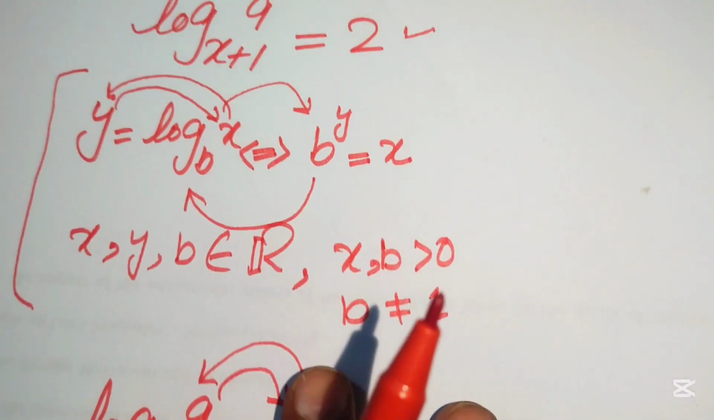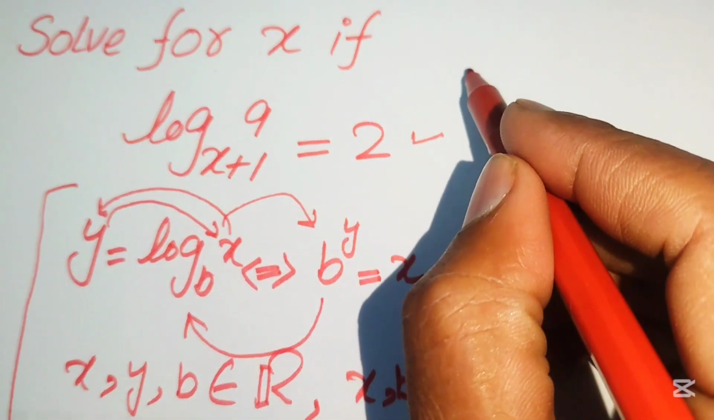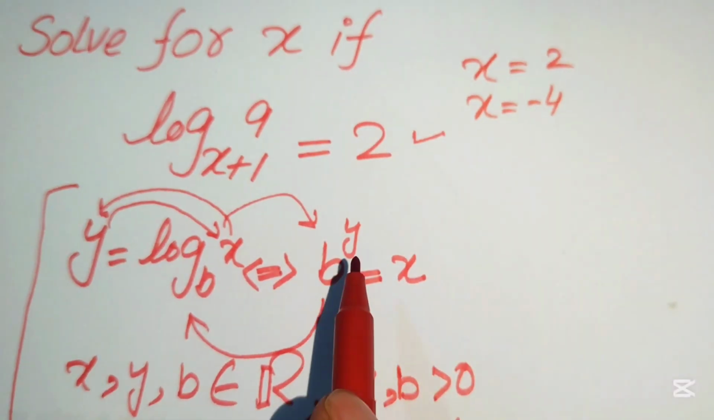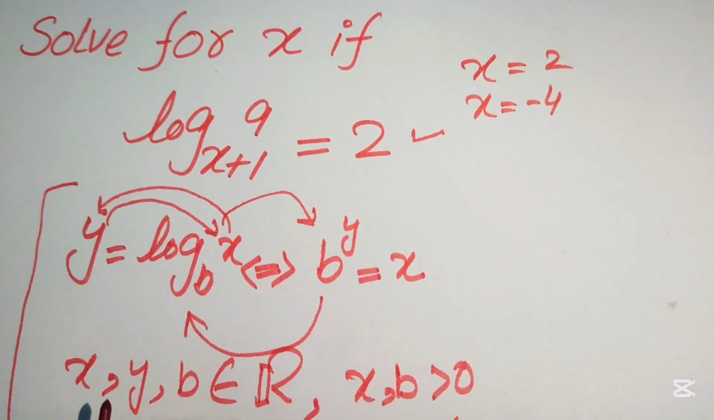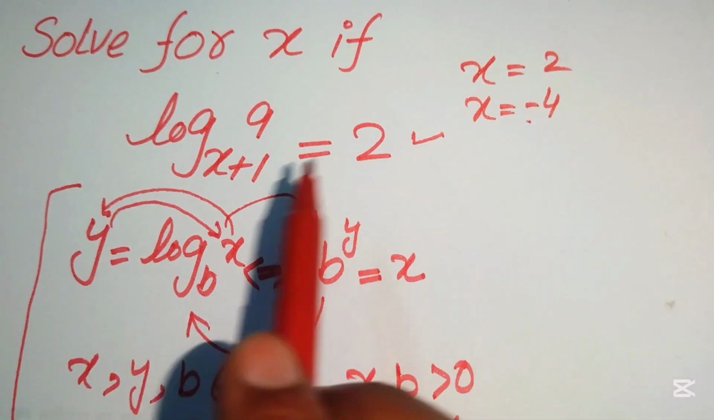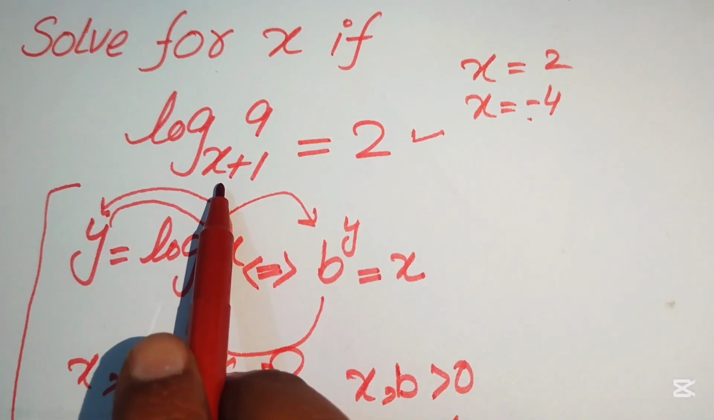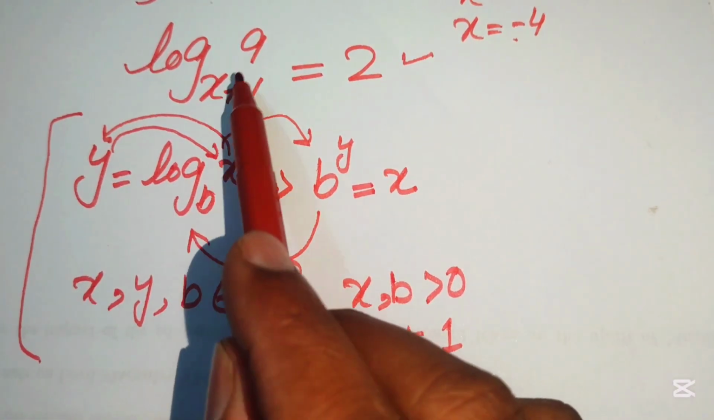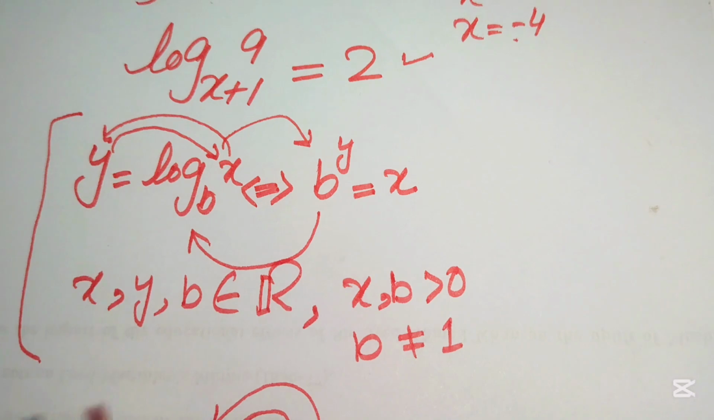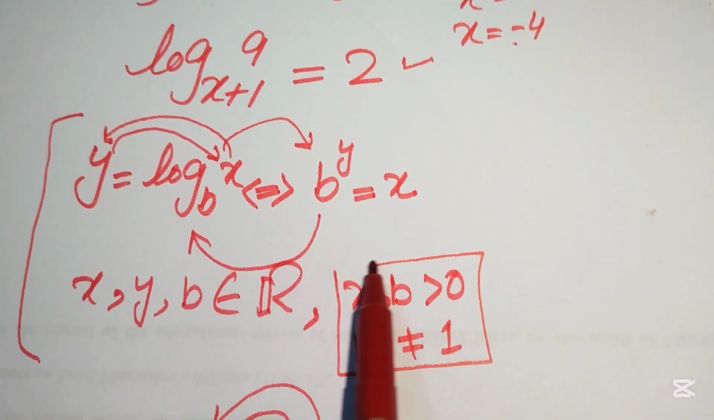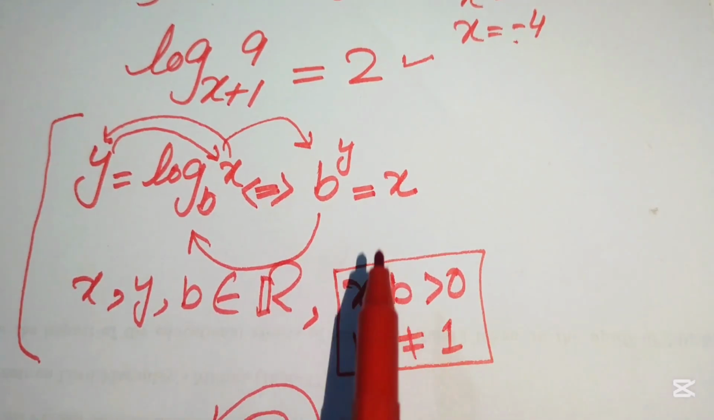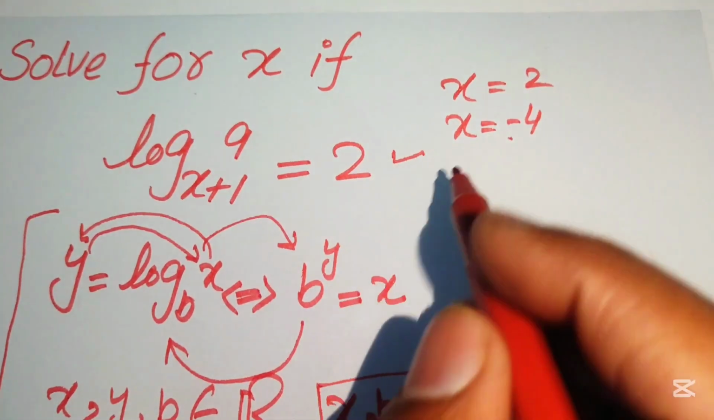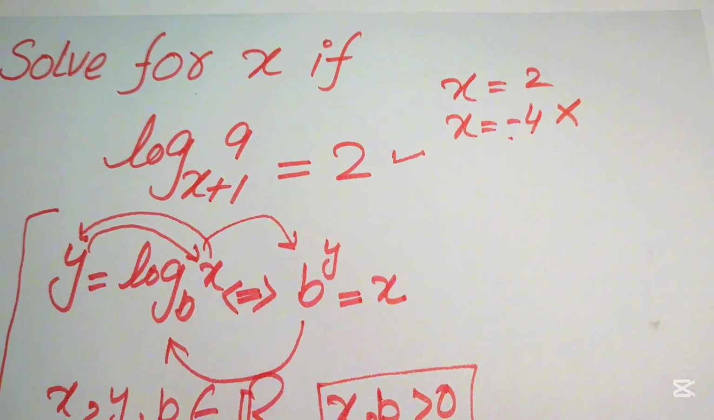Now we move to the given equation. We write here x equals 2 and x equals minus 4. These are the two solutions of the given equation. When you substitute the value of x equals minus 4 here, the base becomes minus 3. But in the definition of log, we clearly say that these two values must be positive. Here you can see that x and b must be positive values. So when you substitute x equals minus 4, the base becomes negative. So it means that x equals minus 4 is not a solution of this equation.